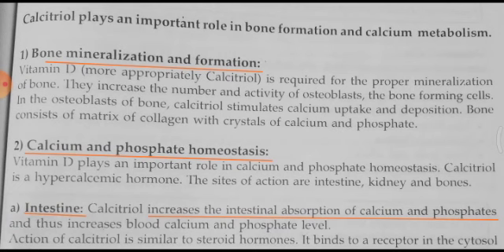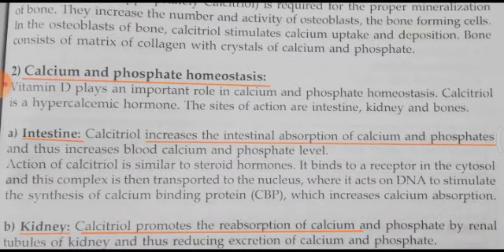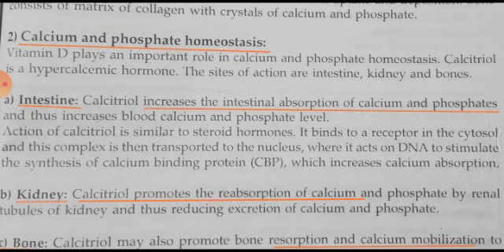The sites of action are intestine, kidney and bones. These three locations, please keep in mind: intestine, kidney and bones, which we are going to discuss in detail one by one, how they are involved and how they are helpful in calcium related metabolism. First one is intestine. In the intestine, calcitriol increases the intestinal absorption of calcium and phosphate and thus increases blood calcium and phosphate level.